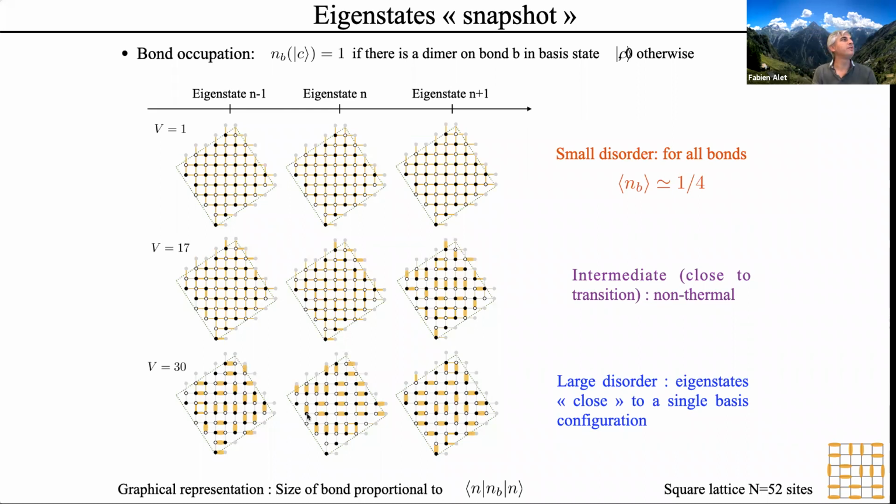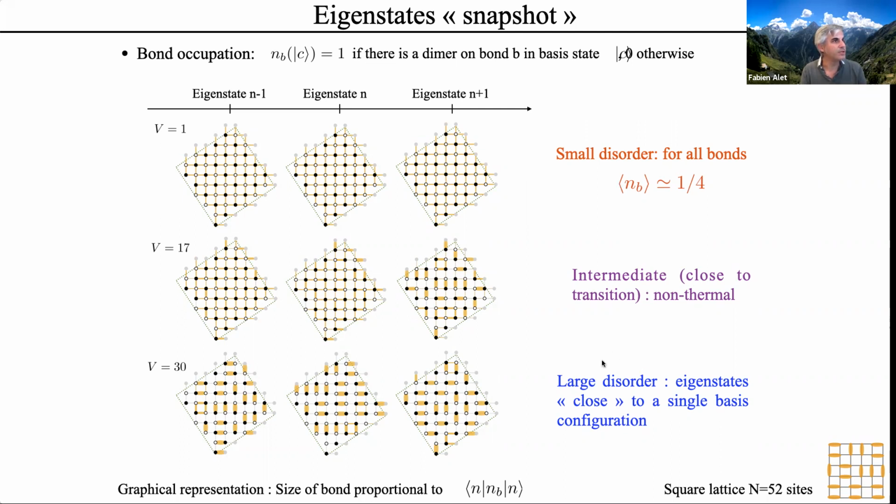If you look at small disorder, the width of the bonds here is proportional to this expectation value. All bonds essentially have an occupation of 1/4, which is exactly what you expect on the square lattice if you have a total infinite temperature type of state. That's very standard of ETH.